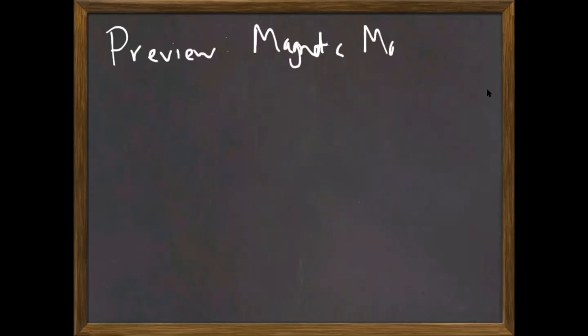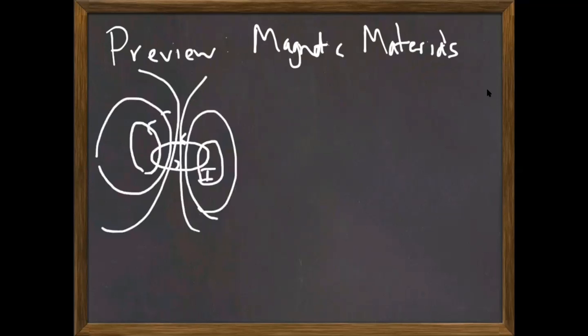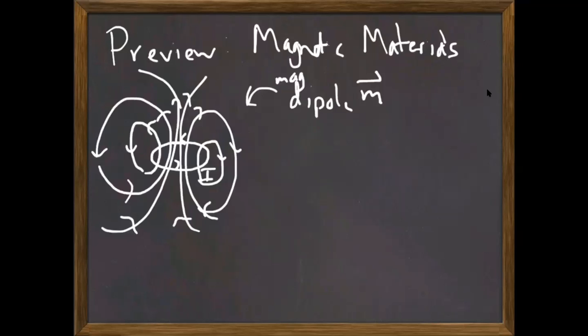Now for a quick preview of magnetic materials. So magnets are pretty important. Things in the real world are made of atoms, and atoms have little magnetic moments. And so if you think about a little loop of current, it produces a magnetic field that looks something like this, and we call that a magnetic dipole. And we call the magnetic dipole moments little m.